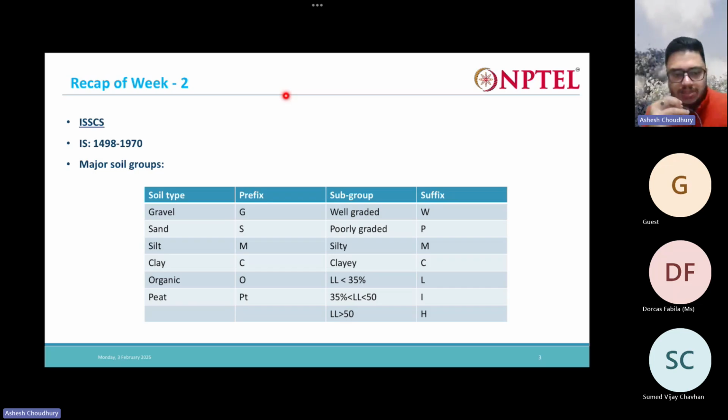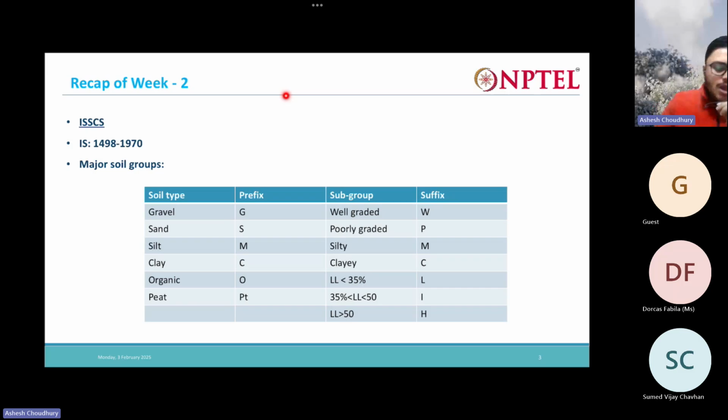So those are organic soil, formed out of organic content, living things. Then we have peat, which is another type of soil. These are the major groups of soils, and these major groups of soils are marked with prefixes.